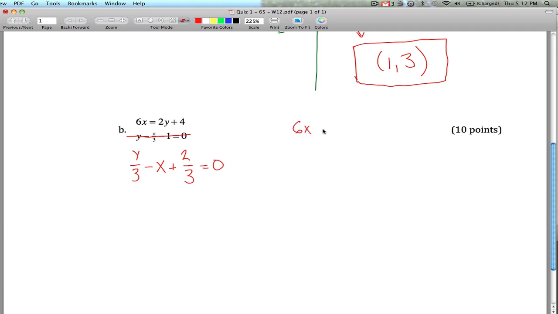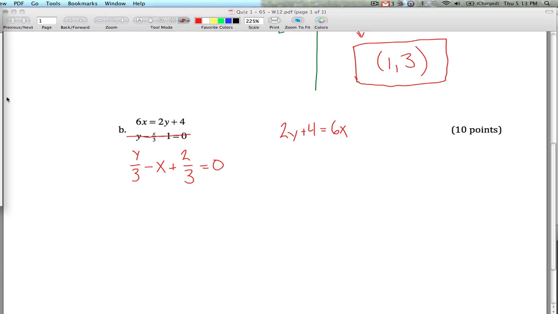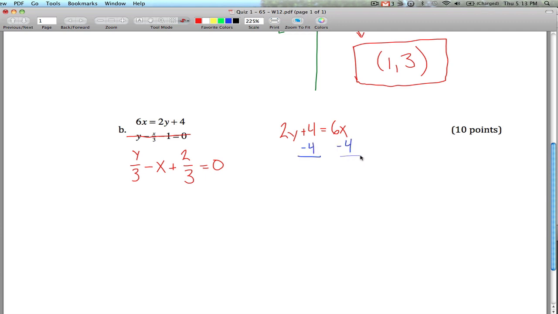The first one, actually, I'm going to write as 2y plus 4 equals 6x, because I kind of like having the y on the left-hand side. It's okay if you didn't do that. So let's see, I want to get the y all by itself. So I'm going to subtract 4 from both sides. And if I subtract 4 from both sides, I get 2y equals 6x minus 4.